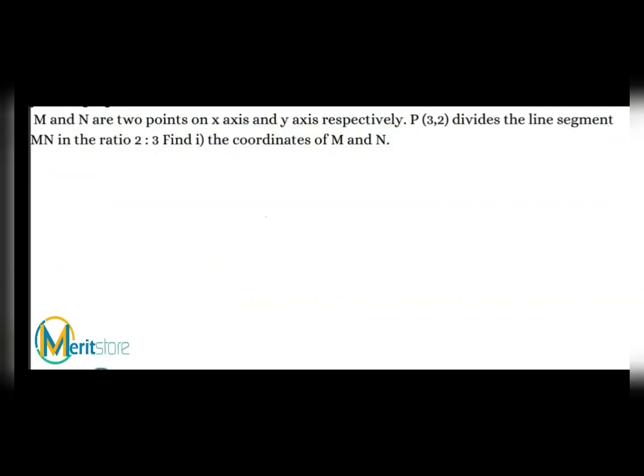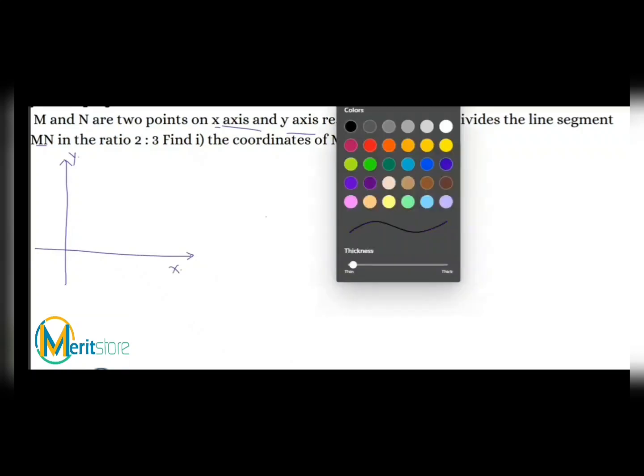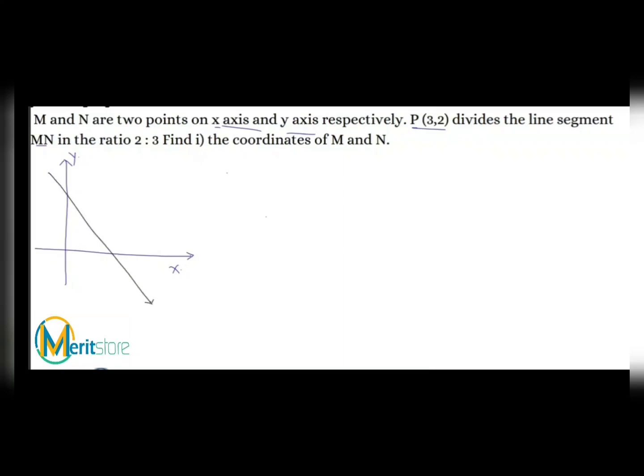Here I have a question from 2019. M and N are 2 points on x and y axis, and P is a point that divides MN in the ratio 2:3. So let's just draw a rough x and y axis. So this is y axis, this is x axis, and I have MN, line MN. So that will be something like this. M is on x axis, so this is x, so this should be M, and N should be here. Point P is somewhere here, which is 3, 2, point P. And it's dividing MN in the ratio 2:3. So M part is 2 and the N part becomes 3.